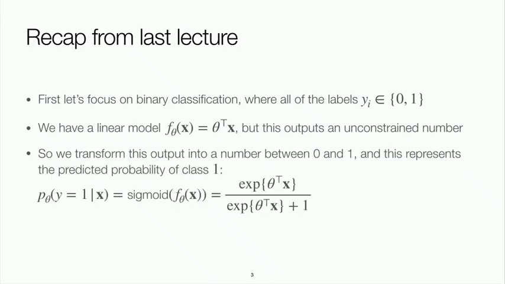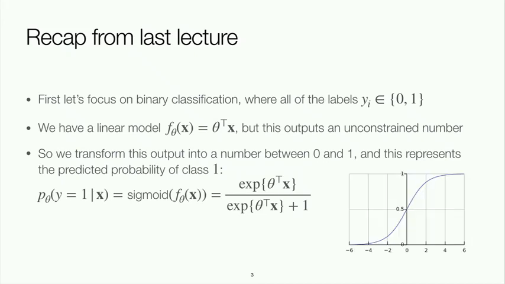We propose that we treat the whole thing probabilistically, right? We transform this output, theta transpose x, into a number between 0 and 1. And then we're going to use this to represent the predicted probability of class 1. And we did so using the sigmoid function, which looks like this, right? It takes in any real number from negative infinity to infinity, and then it squashes that into the range between 0 and 1, so that we can essentially treat that as a probability value, right? And then we basically said the sigmoid of our model output, right? We're going to treat that as the predicted probability of class 1 given my input x.